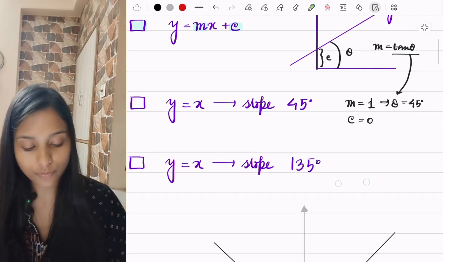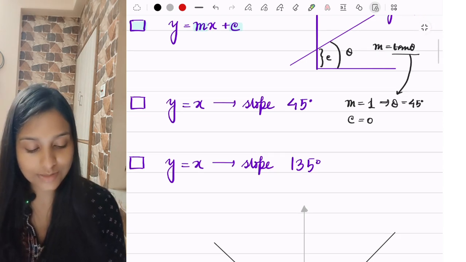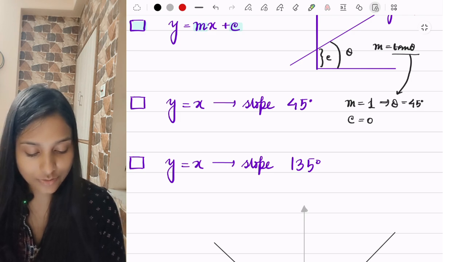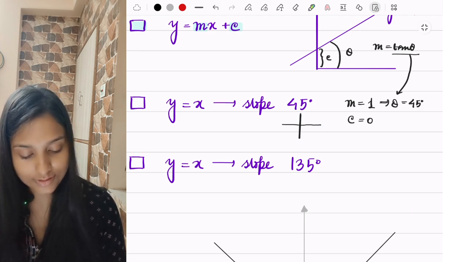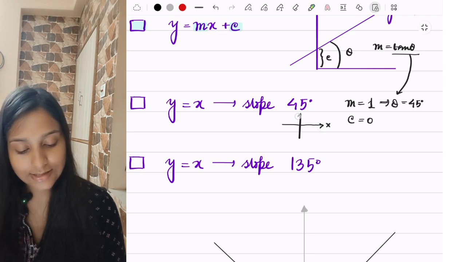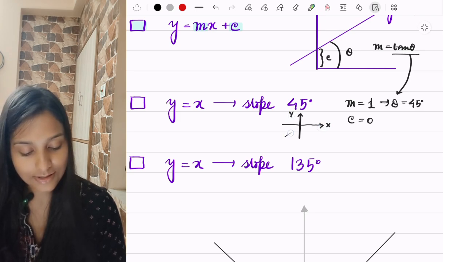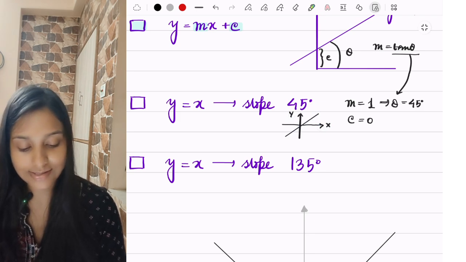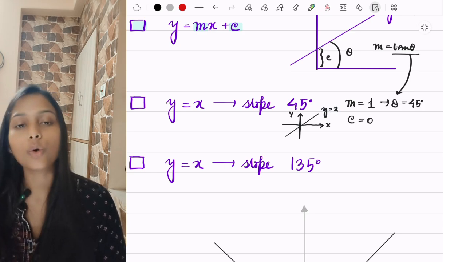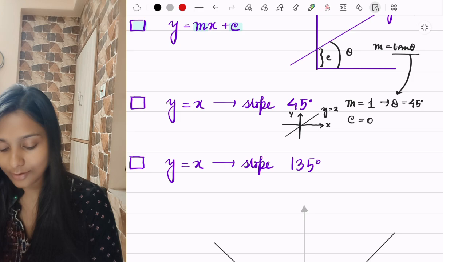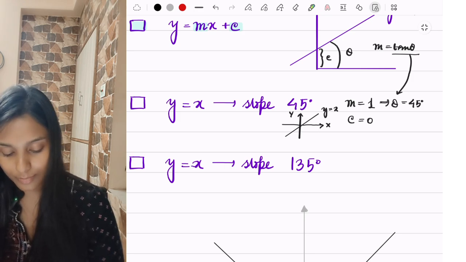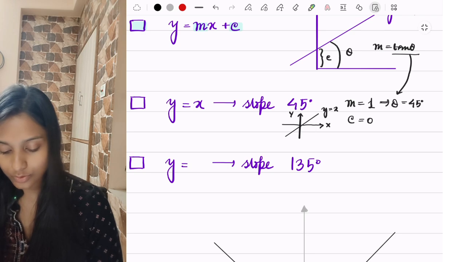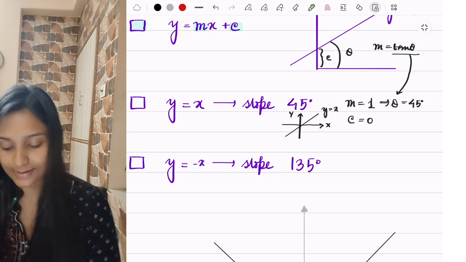Okay. So, for this part, we have this straight line. Let me draw it. So, suppose this is the x-axis, this is the y-axis, then this straight line which passes through 0, 0 will be y equals to x. Okay. Now, for the negative part, it should be minus x. So, this is y equals to minus x.